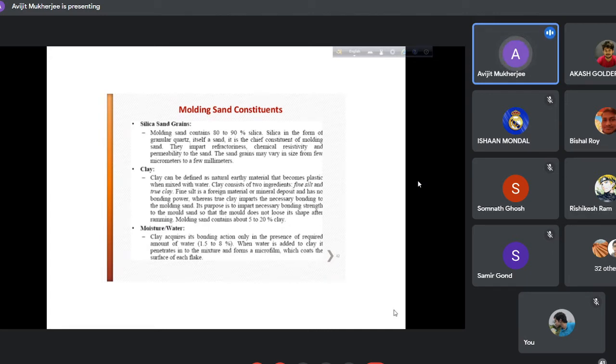And why is it green sand? Because this is moist sand, not that the color is green. Moist sand is known as green sand. So when green sand is used as a material, this is known as green sand molding. But green sand is to be prepared. Now, how is it prepared? So actually, what are the constituents of molding sand or molding material?